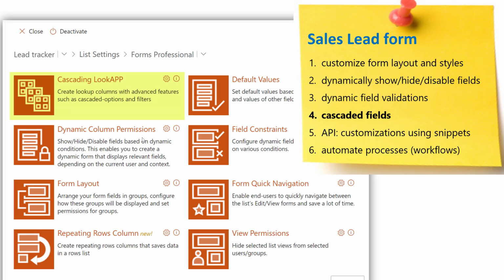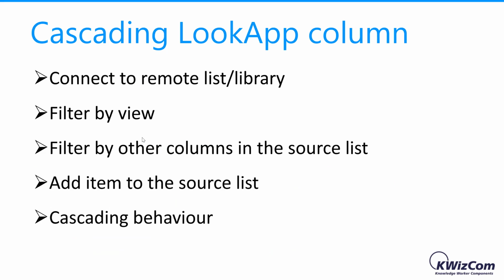Next feature is the Cascading Lookup fields. And of course, this is a very common requirement. The KWizCom Cascading Lookup field, besides providing the cascaded behavior, the ability to filter a drop-down by another one, includes additional advantages that you can see here, but I'll just show them to you very quickly.